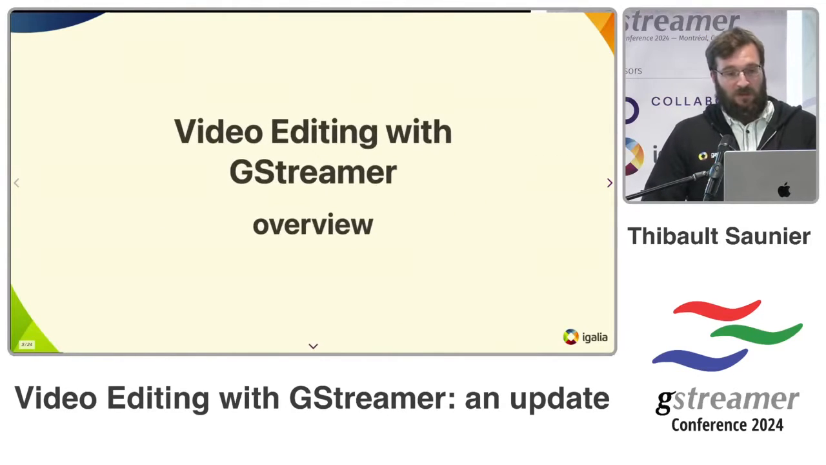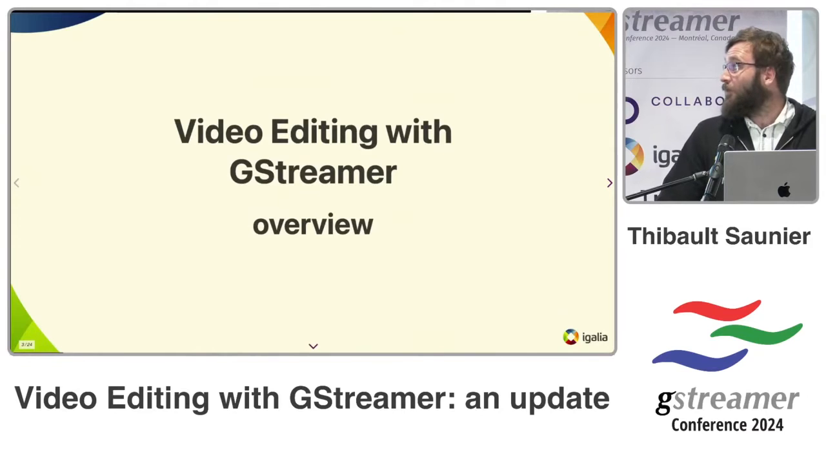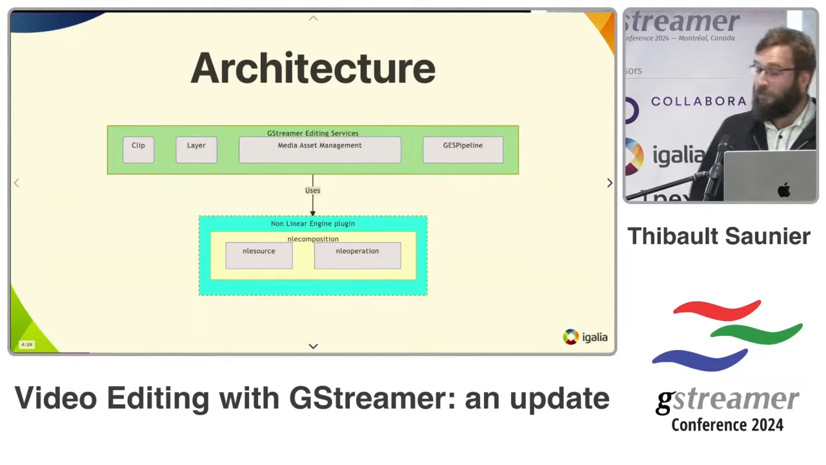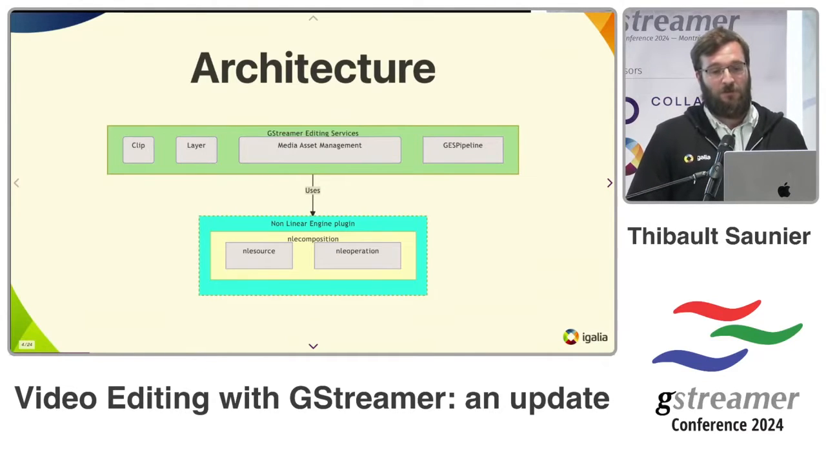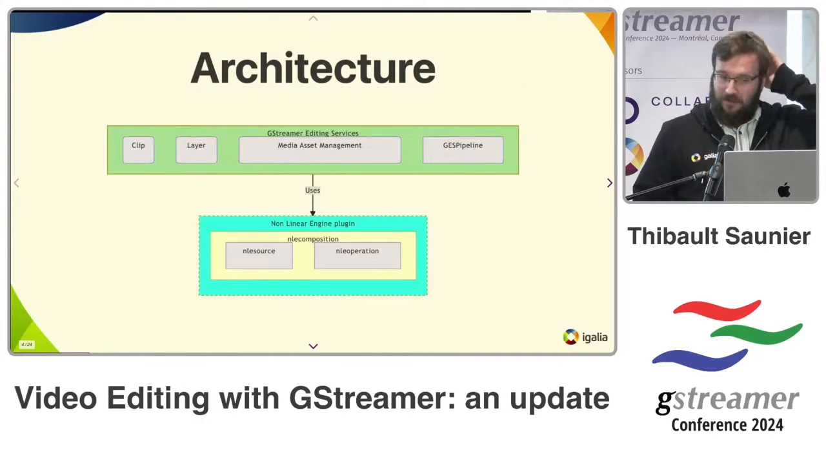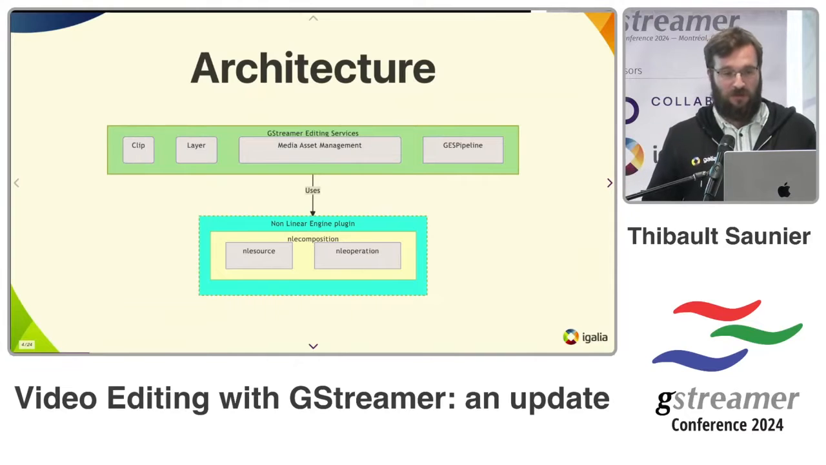So video editing with GStreamer, just a quick overview first. In GES, we have two levels of abstraction. The first one is responsible for creating the pipeline on the fly, depending on the timeline layout. That's what we call NLE. So we have NLE composition, which is responsible for plugging the elements together. And NLE stands for nonlinear engine.